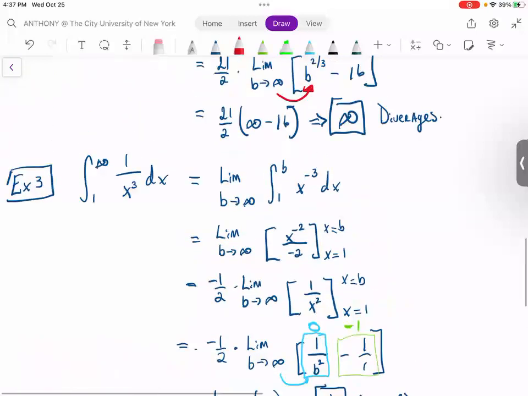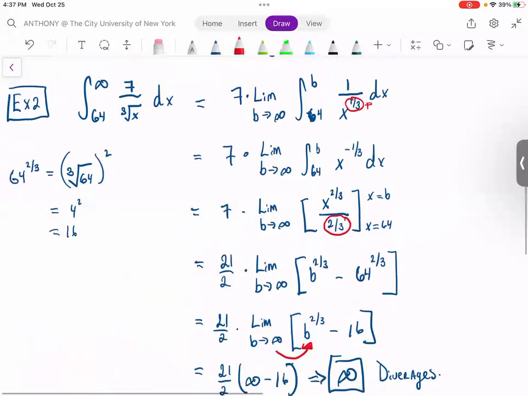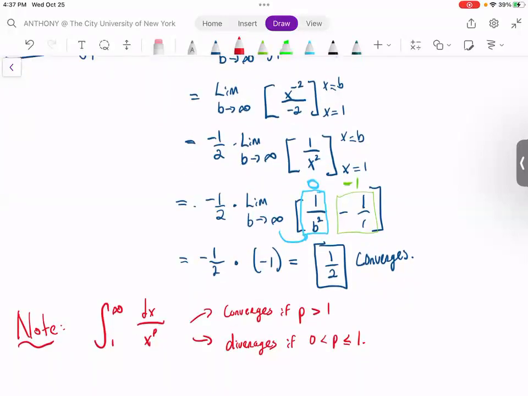And in example number 2, what was my p here? My p would have been 1/3. This was my p here. And since this value is between 0 and 1, it would automatically diverge as well. For example number 3, p was 3, so therefore it converges. Now, because it converges, you can't just say the final answer is convergence. You have to say it converges to something, namely a real number. You have to find that real number. Let me show you another example that I thought was interesting.